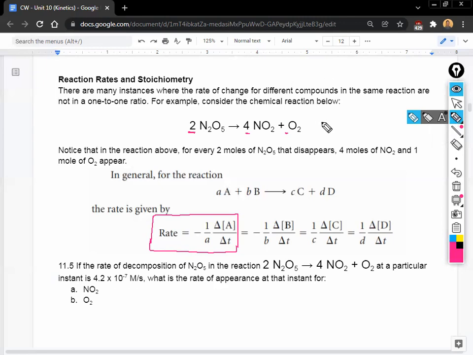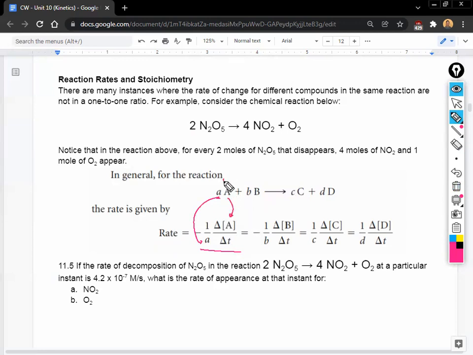Okay, so if we break down this equation, let's interpret what it means. Now we have this general equation right here. The little letter is the coefficient in the front, and the big letter represents the chemical. You can see that from the general formatting. Now, what we're saying is that the rate of change for one specific compound is negative 1 divided by the coefficient, and then whatever the concentration of the compound is.